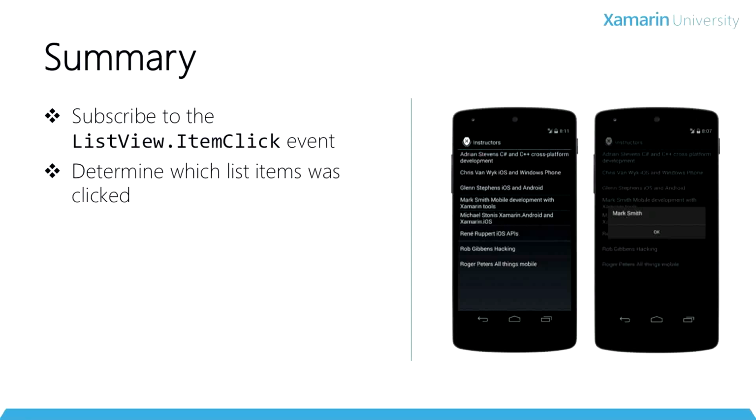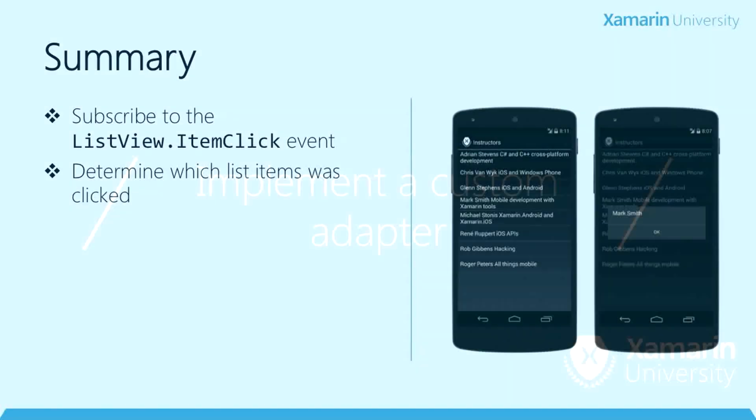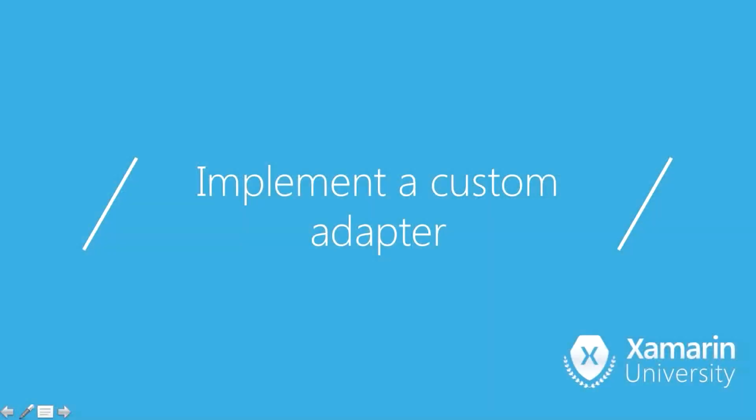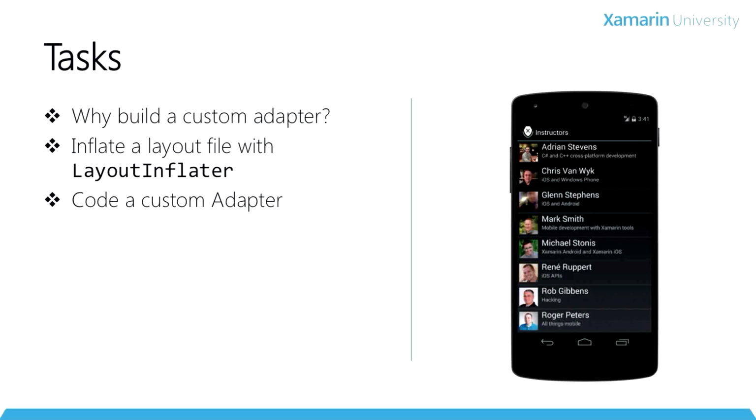So let's just summarize where we're up to. We've managed to subscribe to a ListView itemClick event, and also we've had a look at how to determine which list item was clicked. So far, the UI we've created is fairly basic, and it's not going to take us very far. So our next objective is to code up a custom adapter so we can use a complex row layout. And our row will display the instructor's name, their speciality, and a photo. We want to write our own adapter so we get full control over the way the row looks.